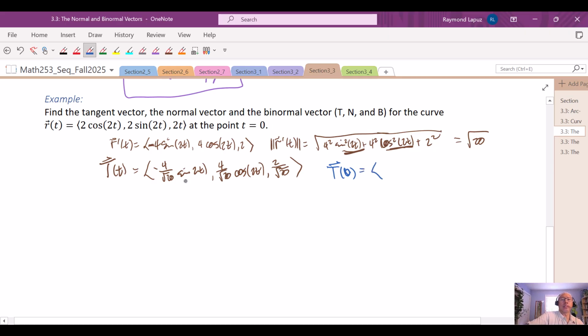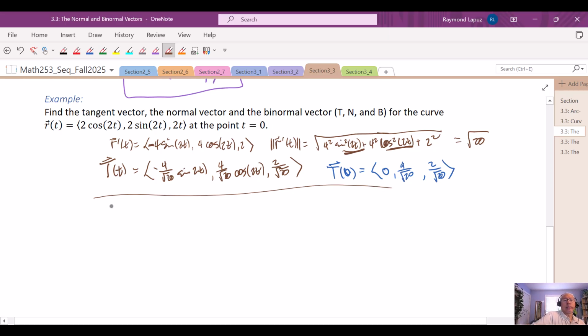And this will give us sine of 0 is 0, and cosine of 0 is 1, so this is 4 over root 20, and then we have 2 over root 20. And I encourage you to take the magnitude of that and show that it actually is equal to 1. We can probably do some simplifying here, but let's just leave it like that.